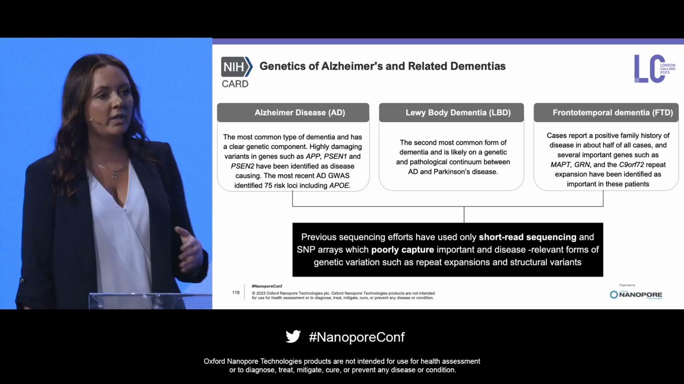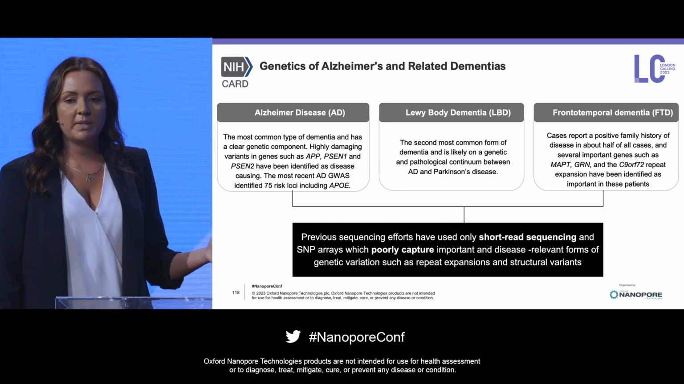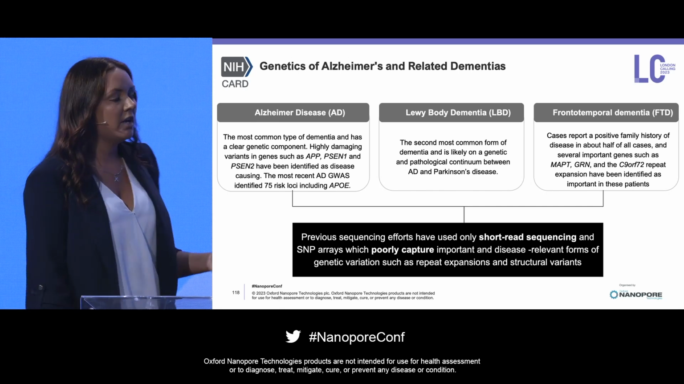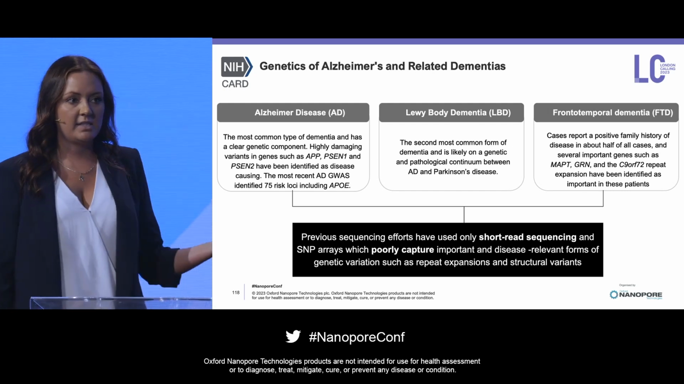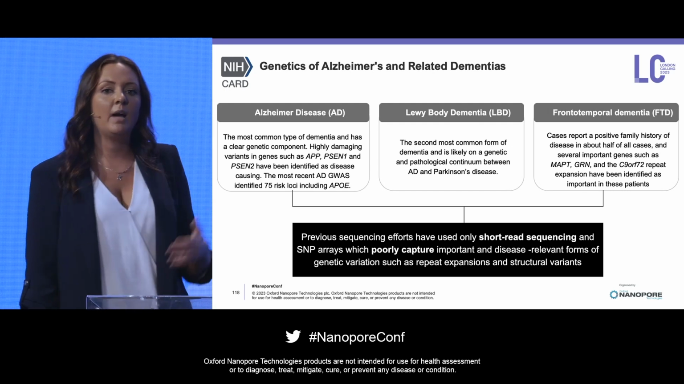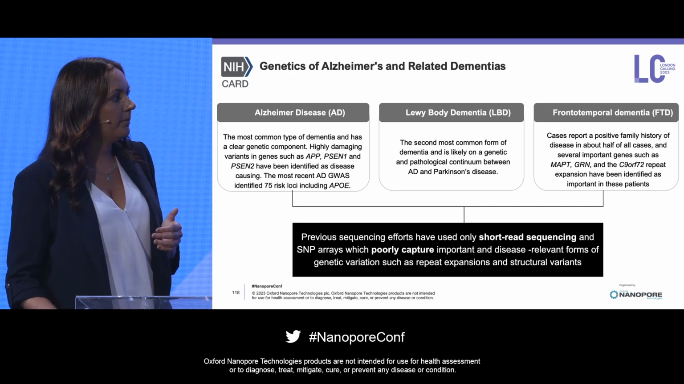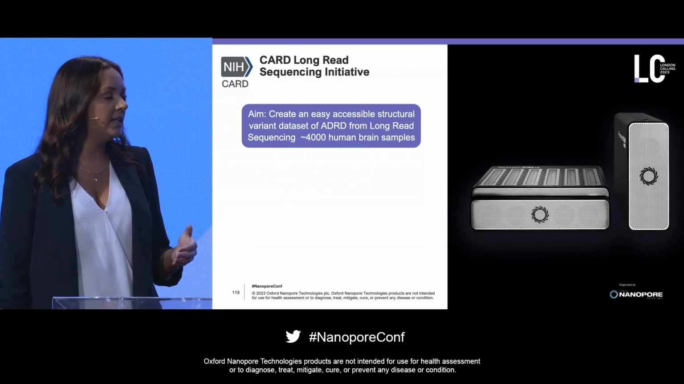So we know that these diseases have a very big genetic component, and we know that they've already been associated with regions in the genome that are repetitive and structural variant rich. However, all of the previous sequencing efforts for these diseases have focused on short-read sequencing, and we know that that's not a great technology for looking at these regions of the genome. So we created the CARD long-read sequencing initiative.